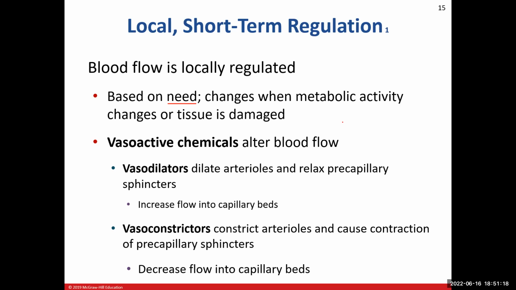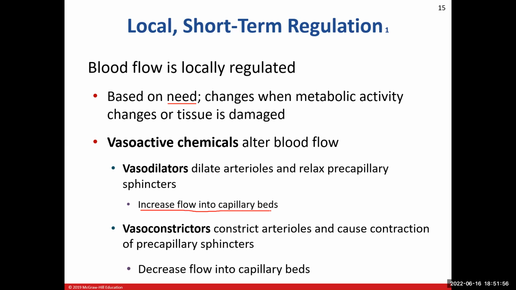So we have what we call vasoactive chemicals. Again, these chemicals are going to be released by the cells here. And these chemicals are going to change the blood flow, depending on what type of chemical is released. A certain class we have are called vasodilators. If you look at the name, what they're going to do is cause dilation of the arterioles. And so that will increase the amount of blood flow into the capillary beds. I'll show you a picture here in a second.